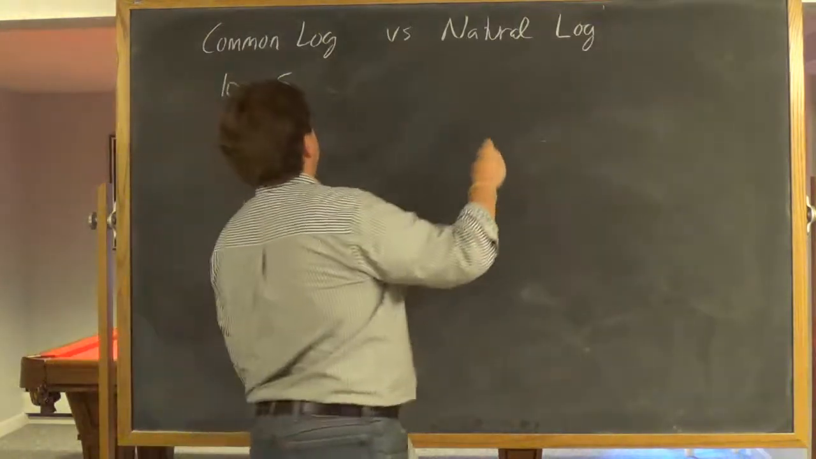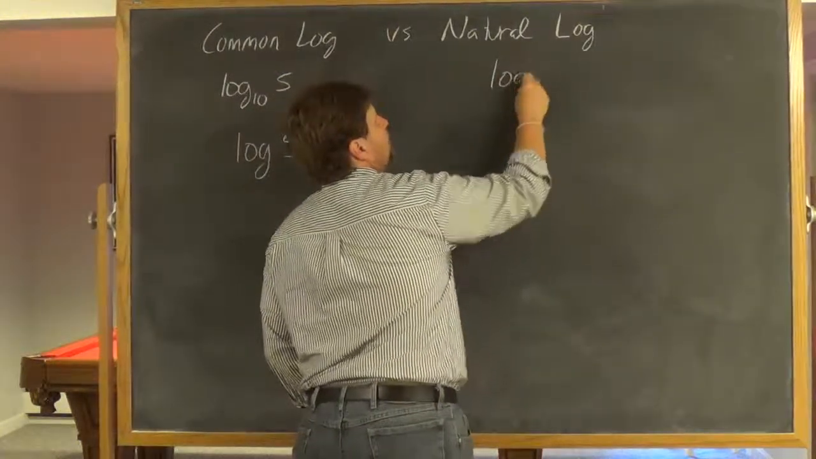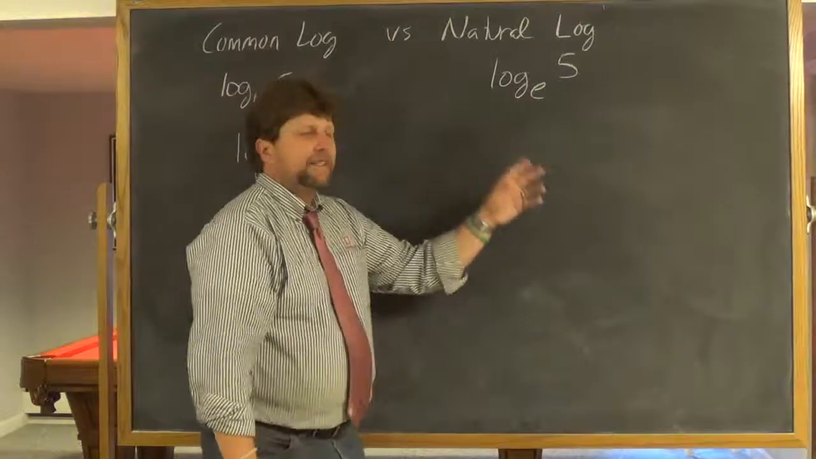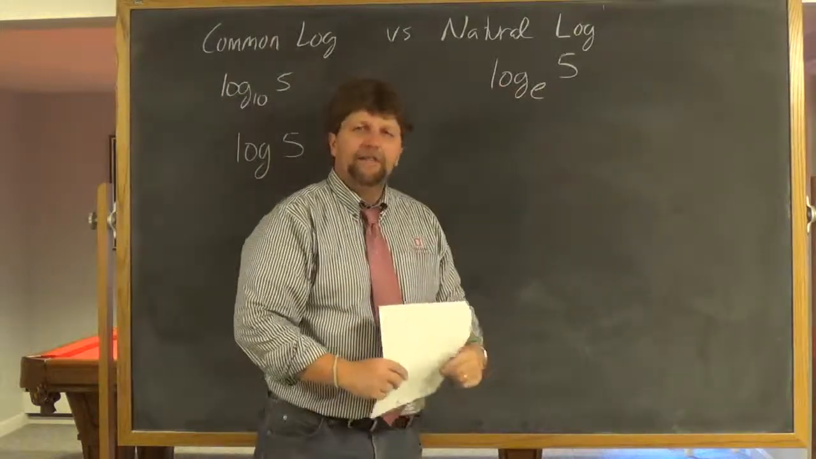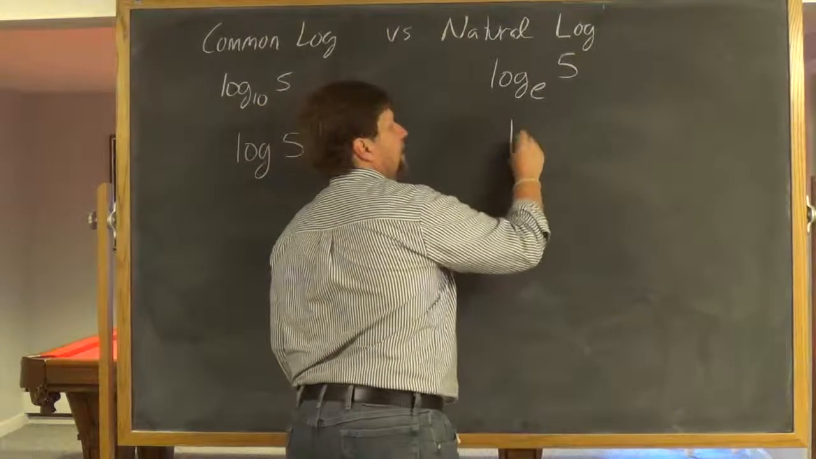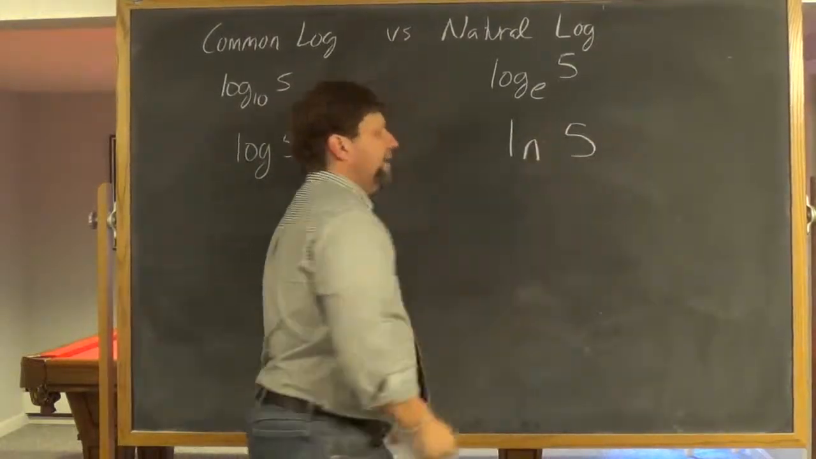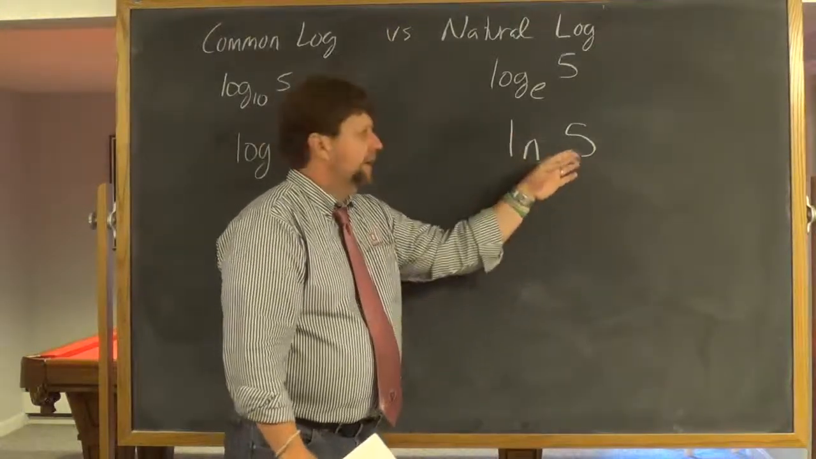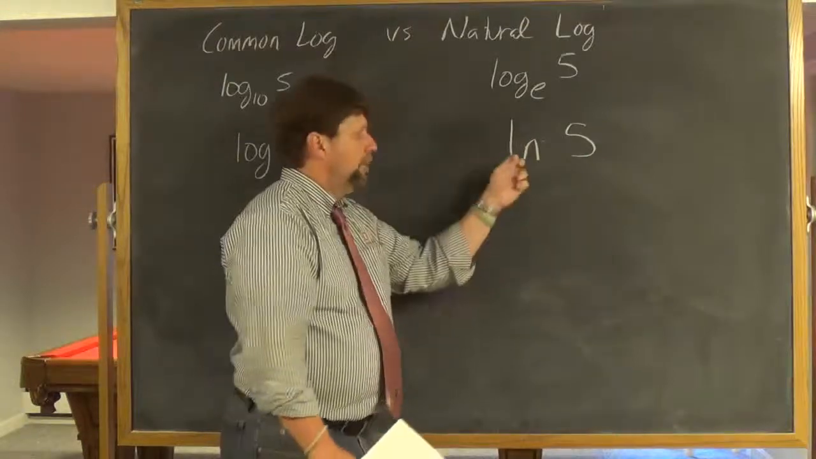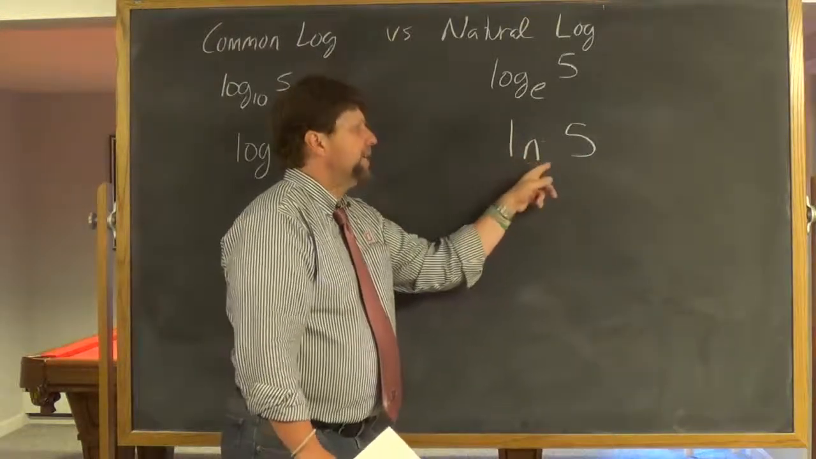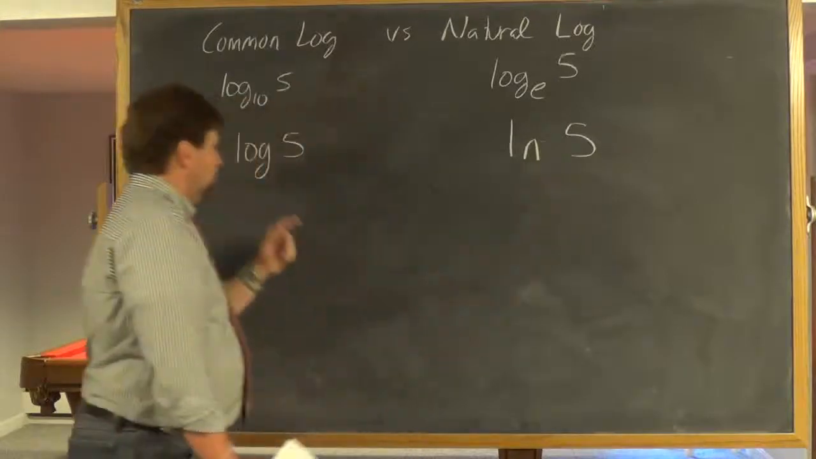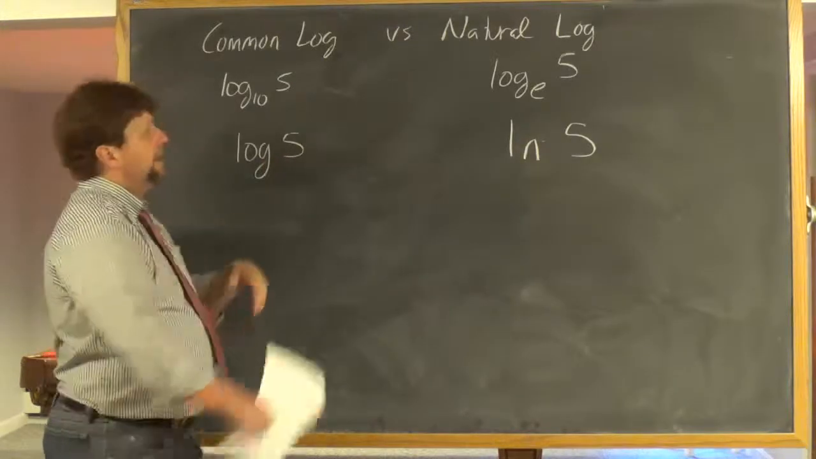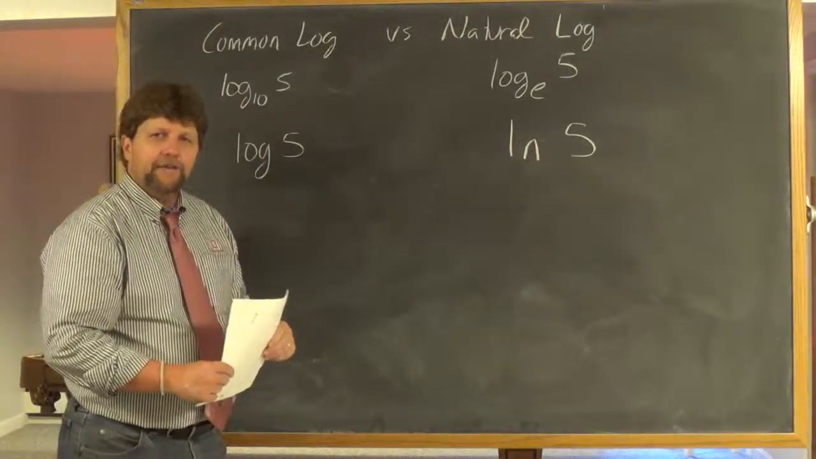Now natural logs, on the other hand, have a base of e. You will not see it written log base e of 5. Instead, you're going to see ln 5. That's short for natural log of 5. When you see ln, you need to know that the base is e, just like when you see log, you need to know that the base is 10. That's a quick look at the common log versus the natural log.